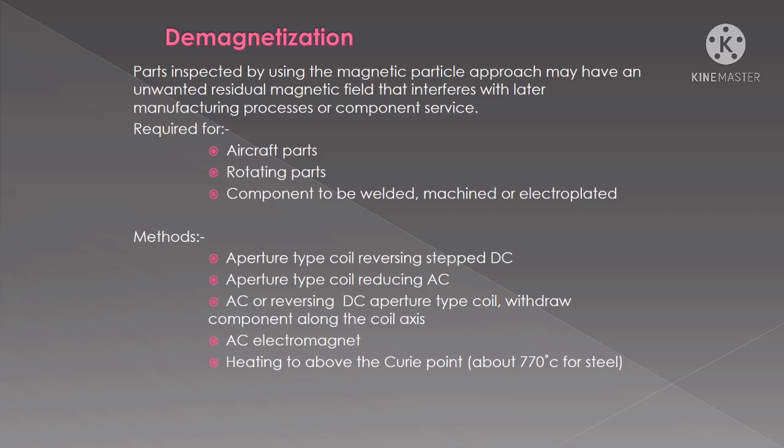Demagnetization is required for aircraft parts, rotating parts, and components to be welded, machined, or electroplated. There are various methods of demagnetization, such as aperture type coil reversing step DC, aperture type coil reducing AC, AC or reversing DC, aperture type coil withdrawing the component along the coil axis, and an electromagnet. Another is heating to above the Curie point, about 770 degrees Celsius for steel.